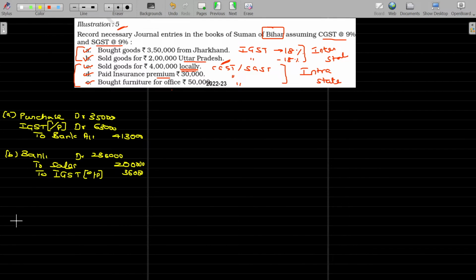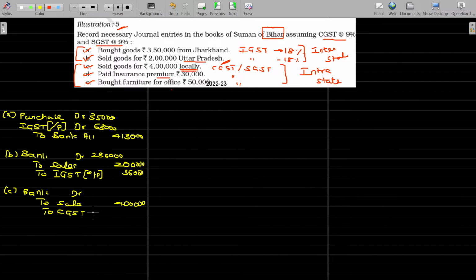And scenario C. Sold goods for rupees 4 lakhs locally. Then bank account debit, to sales. What is the real sale value? The sale value being 4 lakhs. Real sale value is nothing but the value recoverable by the seller. But anyhow, while selling that, he has to collect the money for the government also, which is the tax. As it's a local sale, IGST will not be applicable. Normal CGST will be applicable.